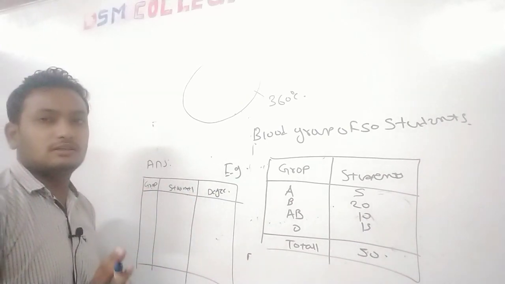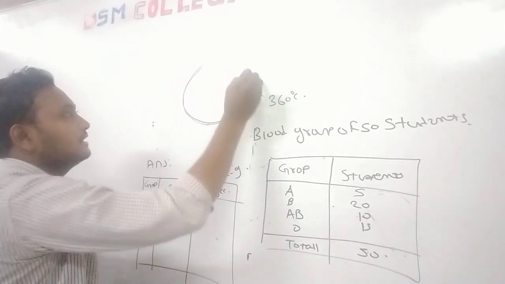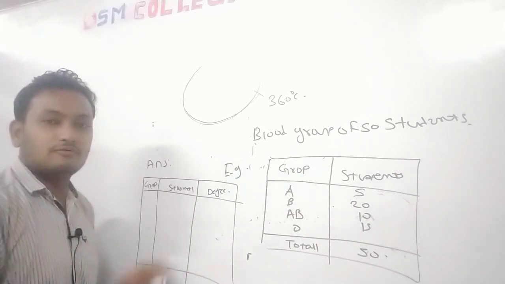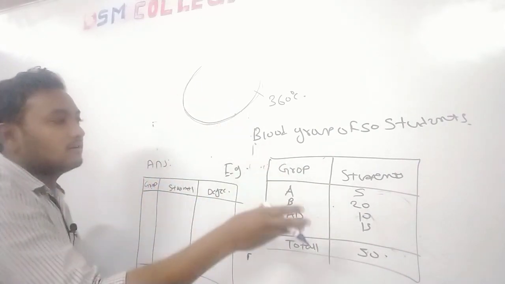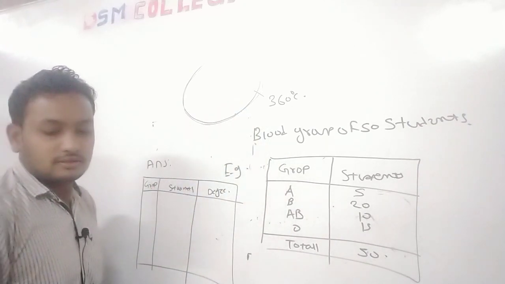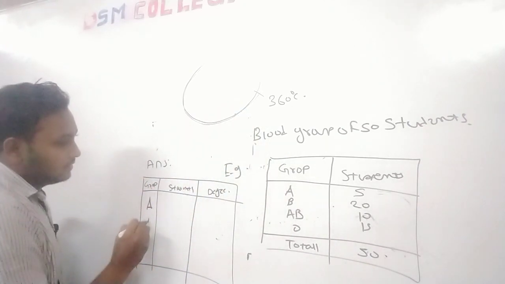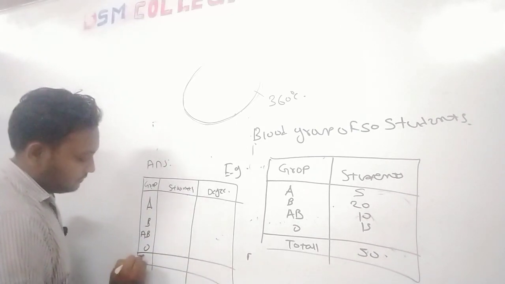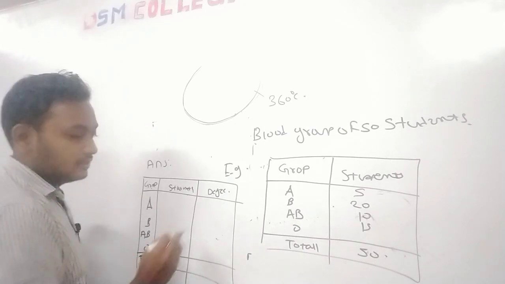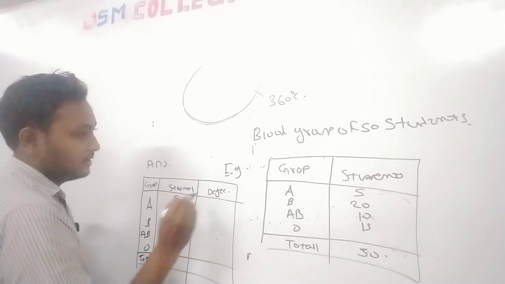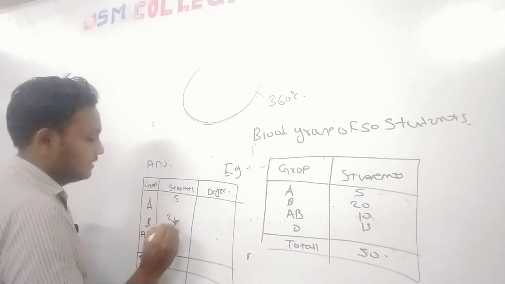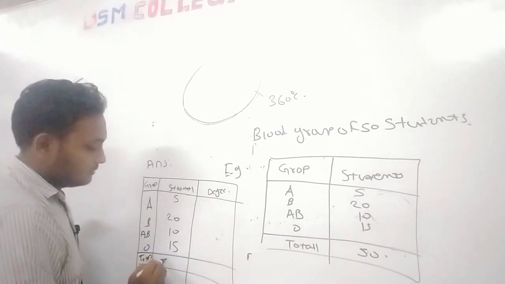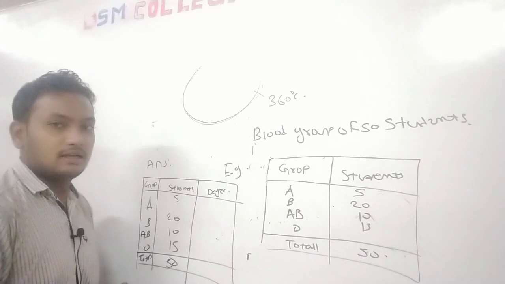Why do we convert into degrees? Because the circle is 360 degrees, that is the reason we convert these values into degrees, for presenting our data in the pie diagram. So: blood group A, blood group B, blood group AB, blood group O. The students are 5, 20, 10 and 15, and the total students are 50.